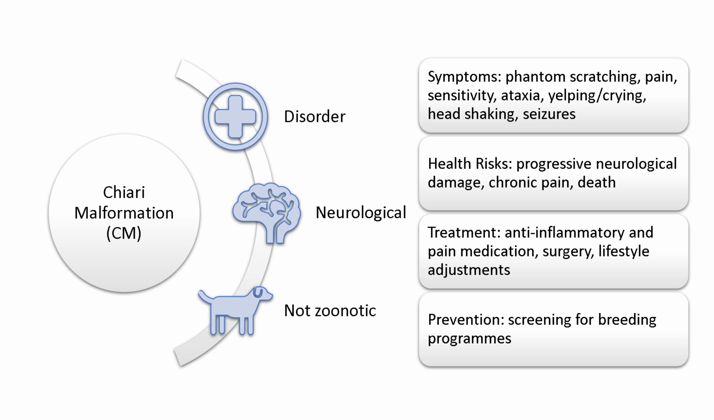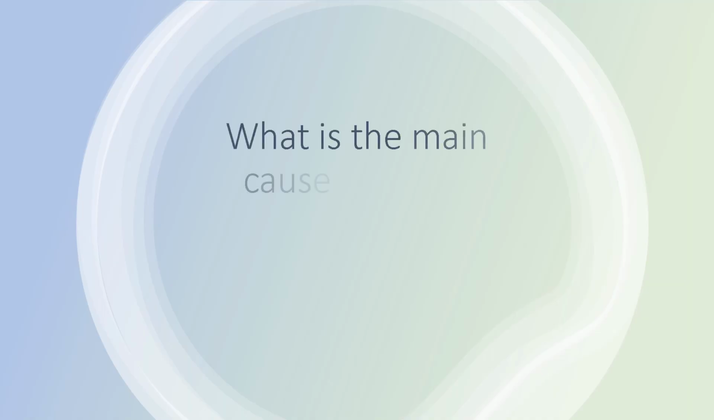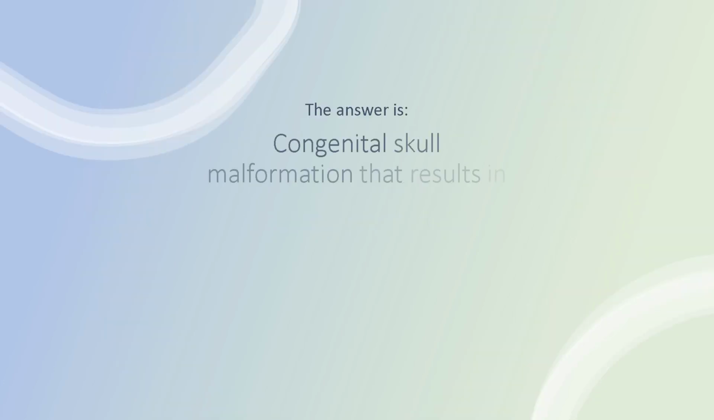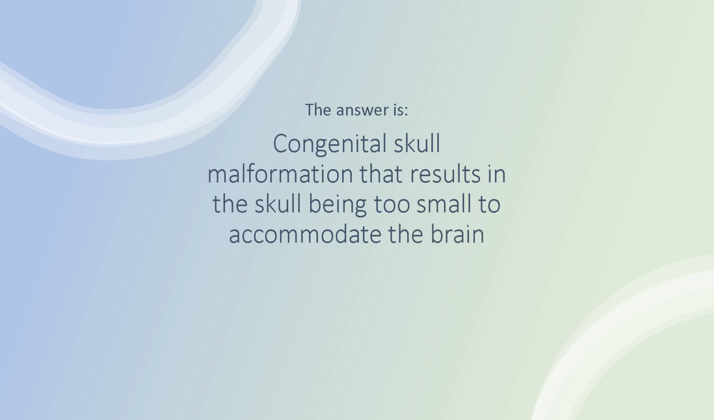If the dog yelps, resists handling, or exhibits neurological signs such as unsteadiness or phantom scratching, take notes. Communicate with the owner. Politely inform the owner if you notice unusual pain responses or behaviors and prompt veterinary attention. Encourage the owner to seek vet advice for a proper diagnosis if the symptoms persist or if they haven't done so already. What is the main cause of Chiari malformation? The answer is congenital skull malformation that results in the skull being too small to accommodate the brain.